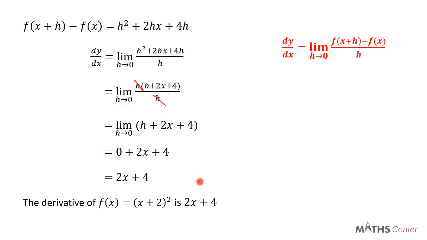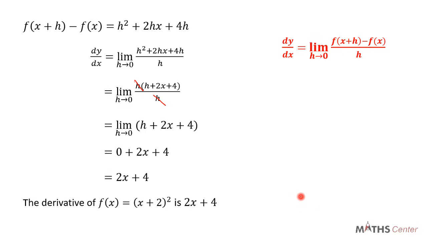So this means that the derivative or the differential coefficient or the gradient function of the function f of x is equal to x plus 2 squared is 2x plus 4. So when you differentiate the function x plus 2 squared, you're going to have 2x plus 4.